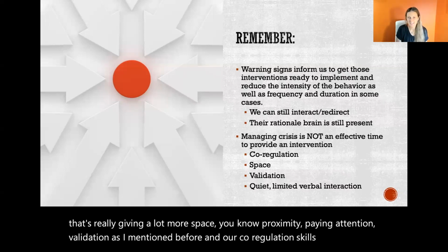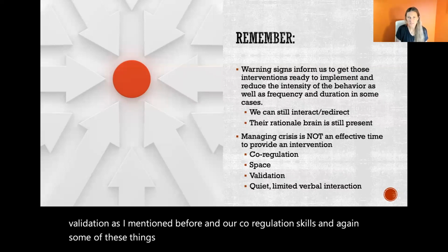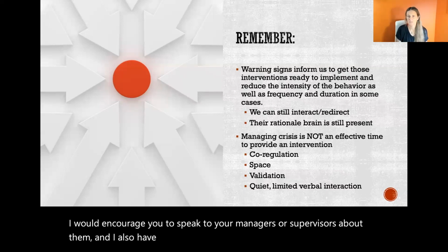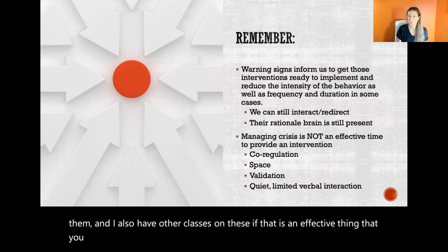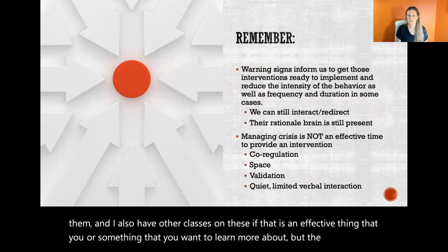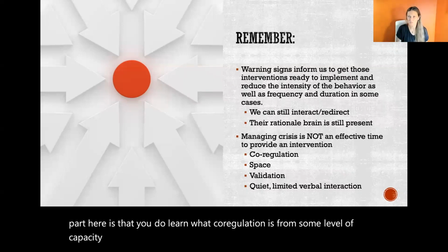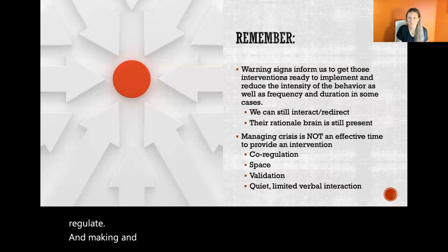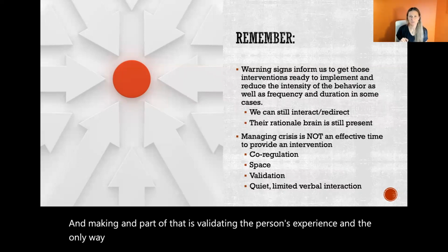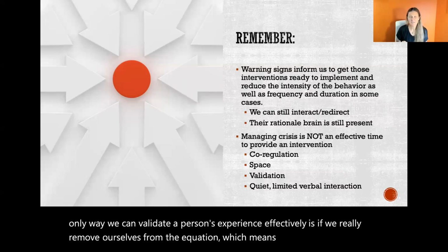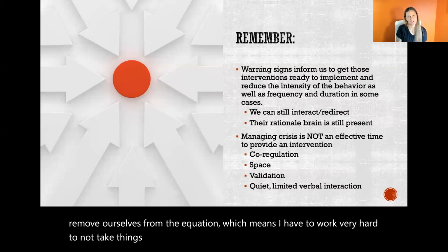And again, some of these things are perhaps things that you maybe haven't heard. So I would encourage you to speak to your managers or supervisors about them. And I also have other classes on these if that is something that you want to learn more about. But the important part here is that you do learn what co-regulation is to some level of capacity, because as direct support staff, our number one job is to co-regulate. And part of that is validating the person's experience. And the only way we can validate a person's experience effectively is if we really remove ourselves from the equation, which means I have to work very hard to not take things personally, as we talked about earlier.